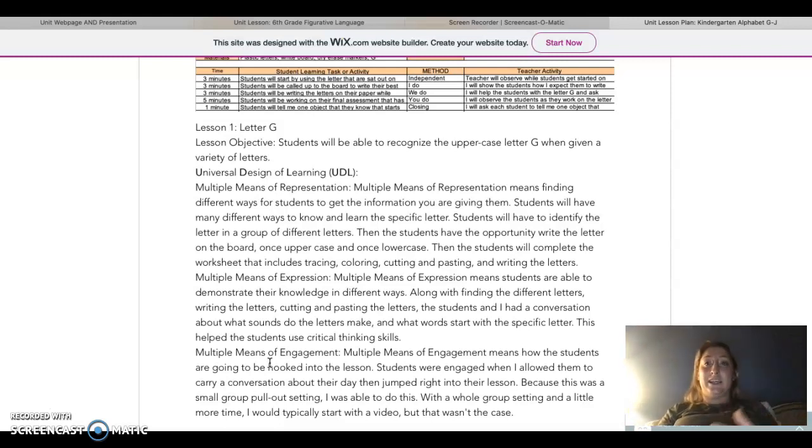So for G, one kid's name was George. So I go g g g, and the student corrected me. He goes, but J. I was like, okay. So he explained it to me. He goes, my name is George, but G can have both sounds, which was awesome. I wasn't expecting a kindergartner in the setting that I was in to get that. So I let each of the other students come up with their words, and we did this for every letter. And that showed me that they were recognizing the sound with the letter in front of them.